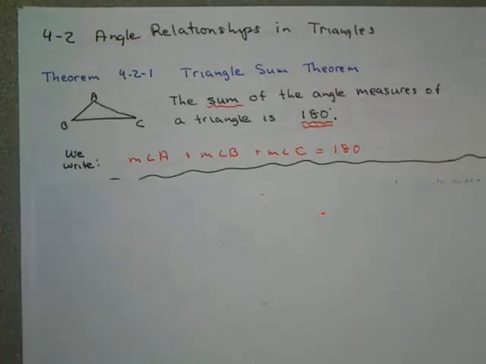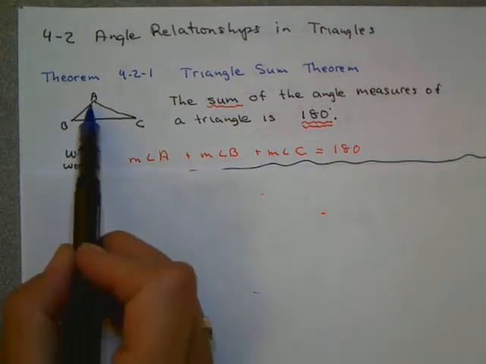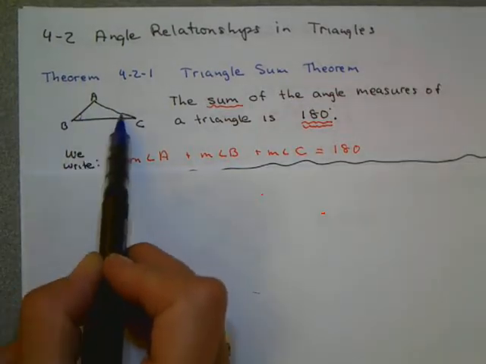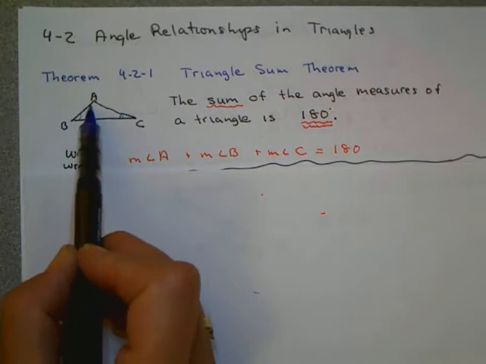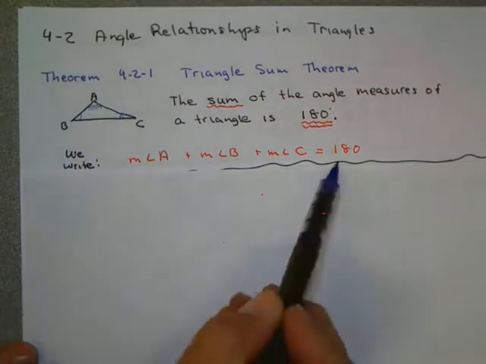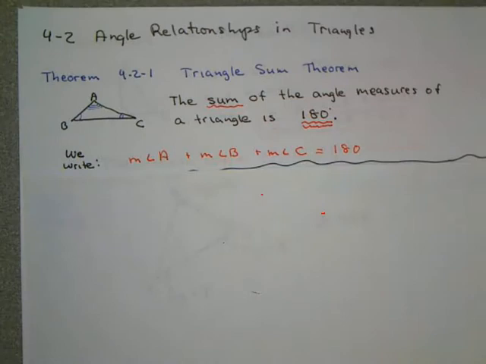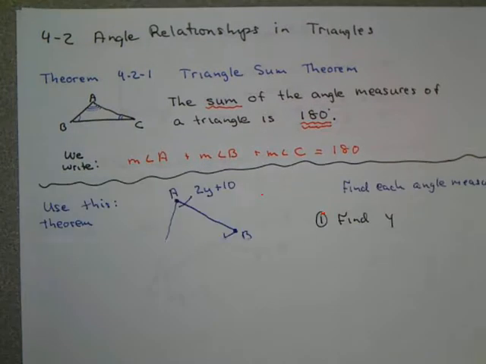The first theorem we have here is the triangle sum theorem, which just says the sum of the angle measures of a triangle is 180 degrees. And because we know that, we can say that the measure of angle A plus the measure of angle B plus the measure of angle C all have to equal 180 when you add them together. This means if you know two of those angles, add them up, subtract it from 180, you'll know the third angle also. So you can use that.